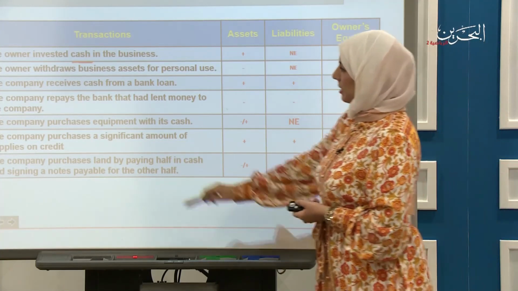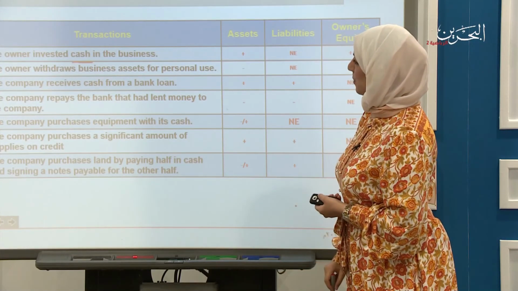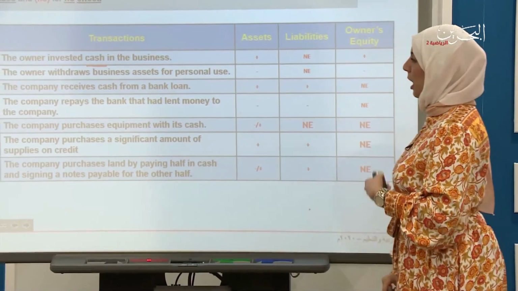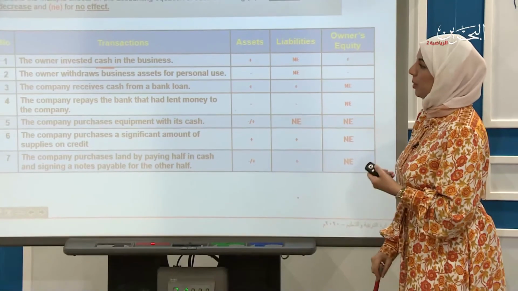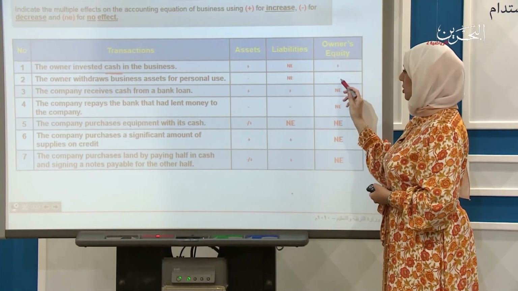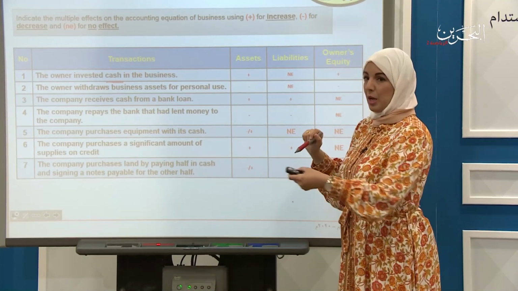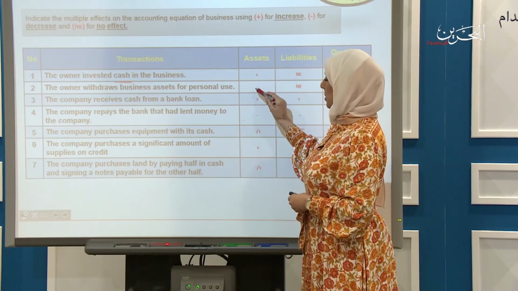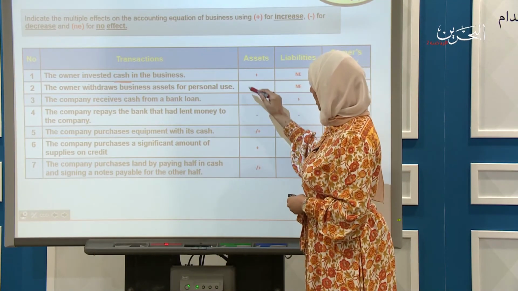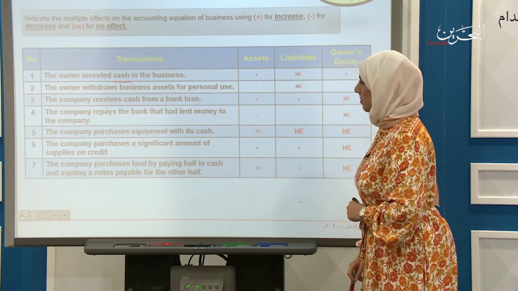For the second transaction, the owner withdraws business assets for personal use. If I withdraw, I know the withdrawal will affect the owner equity of the company, so it will decrease the owner equity. And if I withdraw money, the cash in my company will decrease. So the cash is a type of asset and it will decrease.